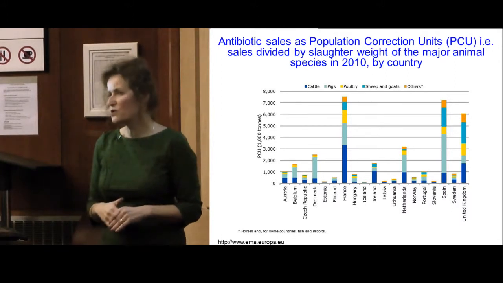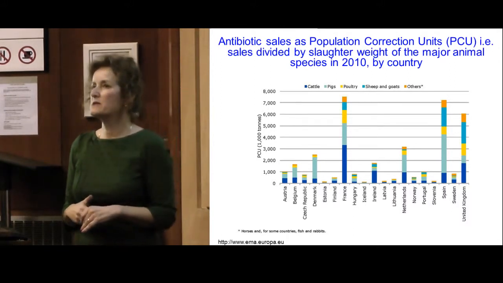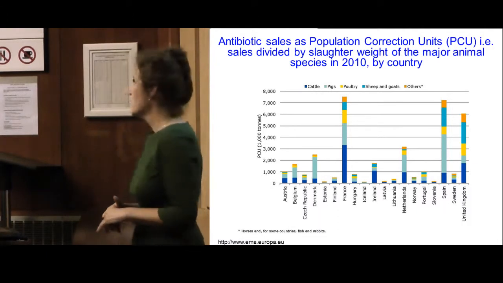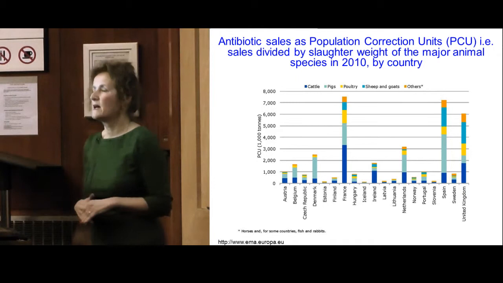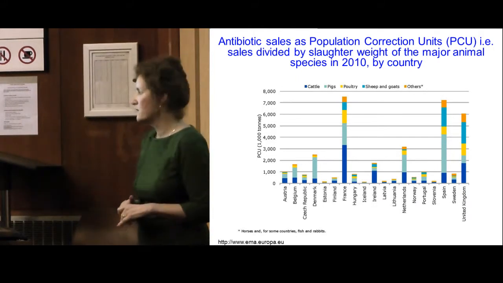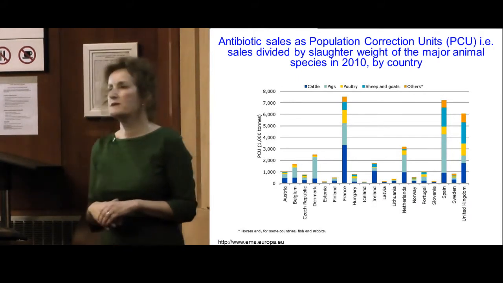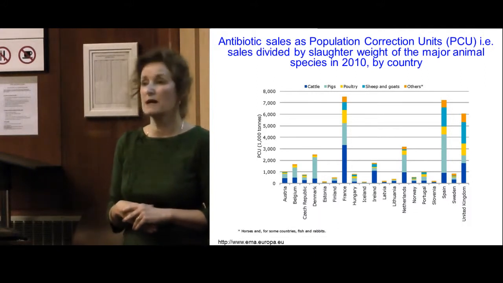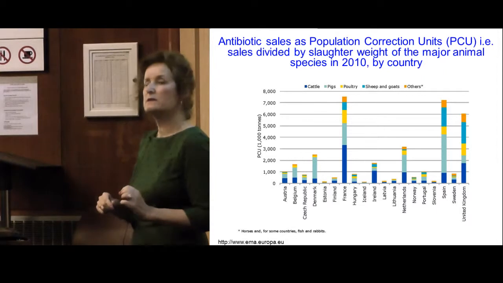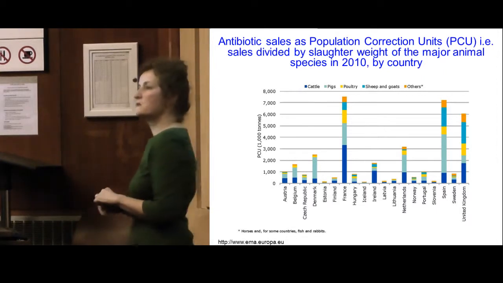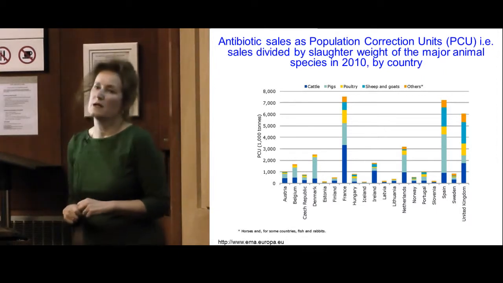I'd like to now talk just a little bit about antibiotics in animals. So this is an example of how much antibiotic is used in animals in the EU. And straight away you can see that some countries, including the UK, seem to use a lot of antibiotic, and other countries use very little. One of the reasons for this is based on farming.